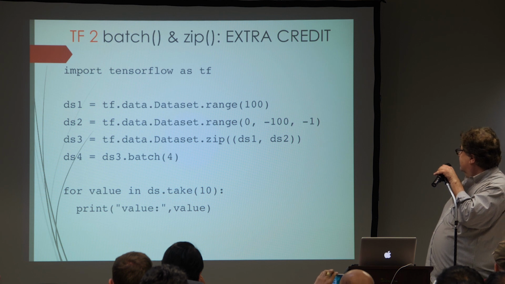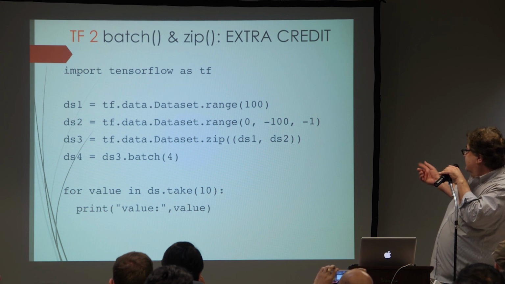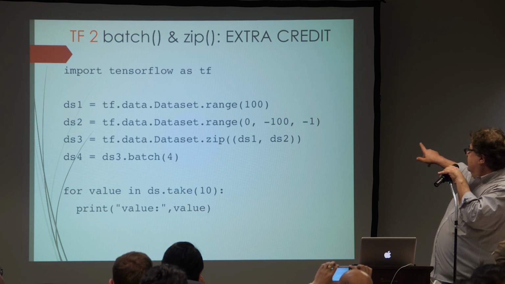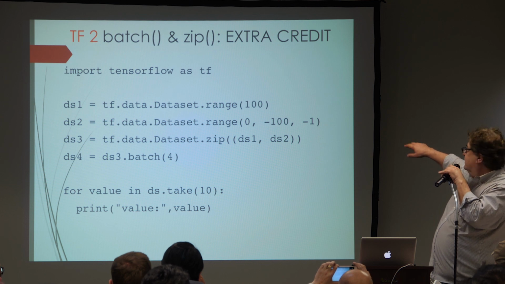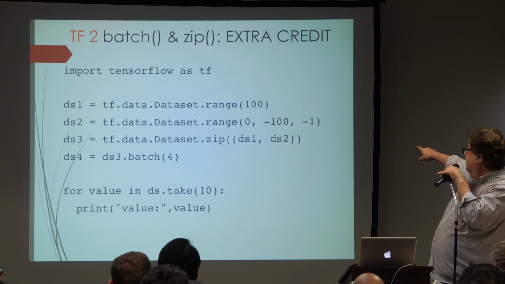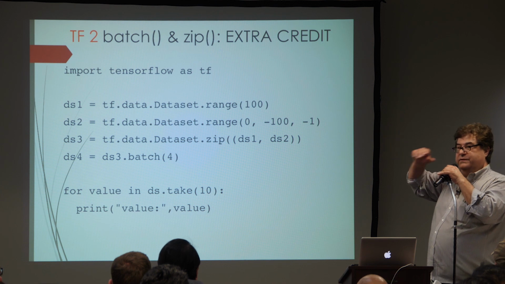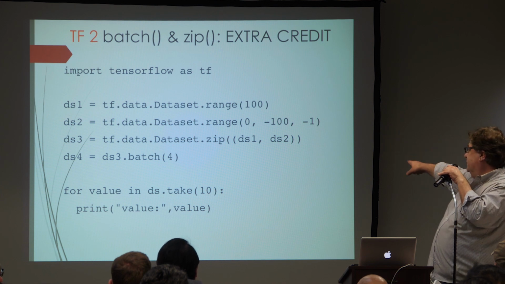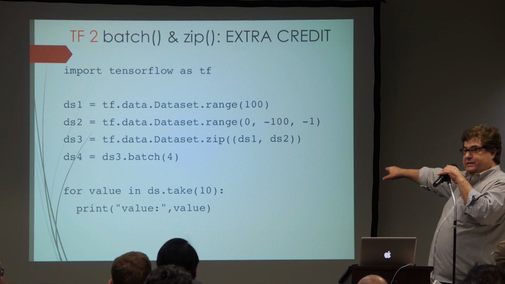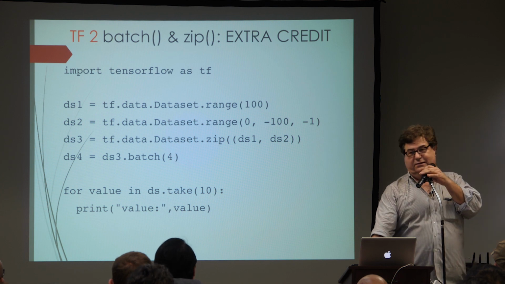Another one where maybe it's not so intuitive. This is with 2 datasets, and this one, because the first one is the normal range, but then we've got a range of a different set of negative numbers, and then we have the zip and batch 4 and then take 10. So I'll let you practice on that.